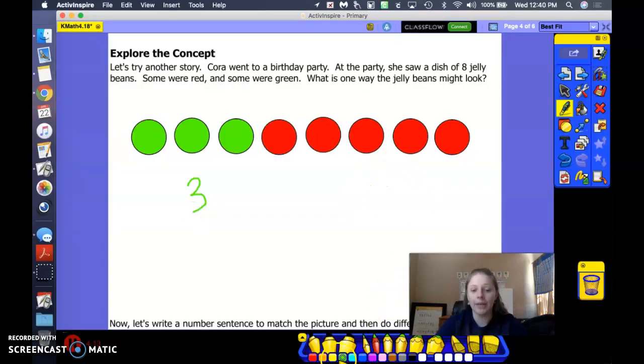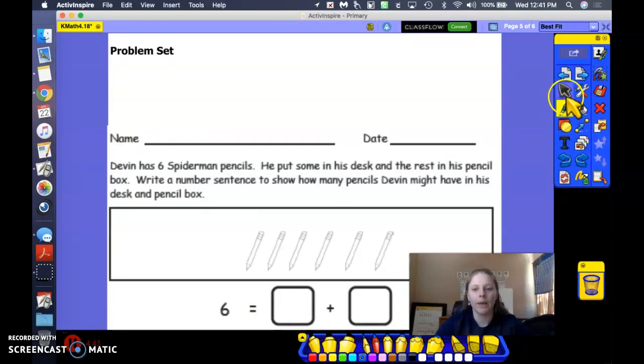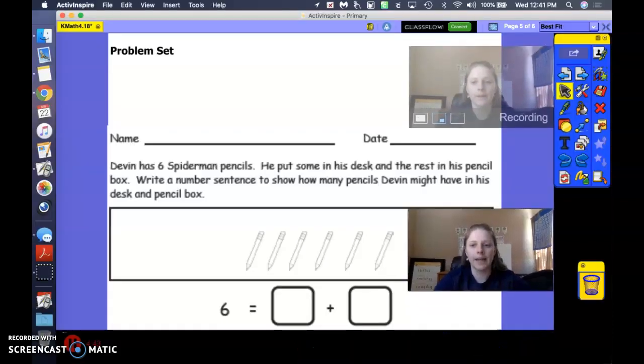3. How many were red? 5. How many were there all together? 8. Good job. We're going to box that unknown. So we have 1, 2, 3, 4, 5, 6, 7, 8. All together, 8 jelly beans. And we can put a J for jelly beans to mark our work. Great job, friends. All right, let's take a look at this problem set.